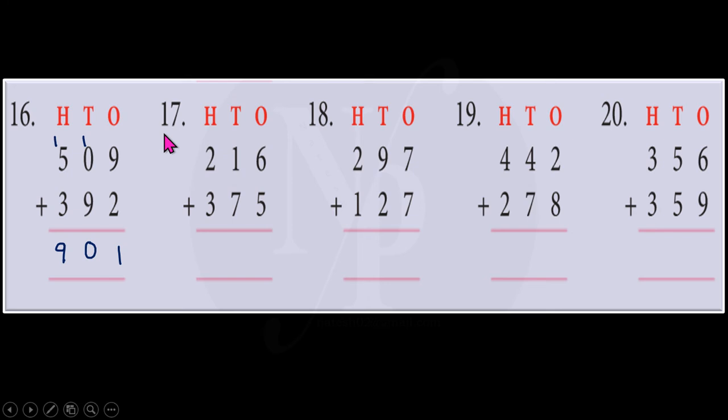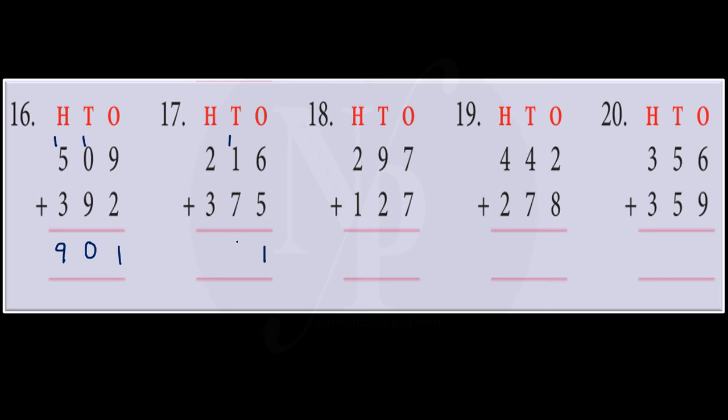Question number 17. 216 plus 375. Add these digits first. 6 plus 5 is 11. 11 ones are regrouped as 100 and 1 one. Now we add these digits. 1 plus 1 is 2. 2 plus 7 is 9.